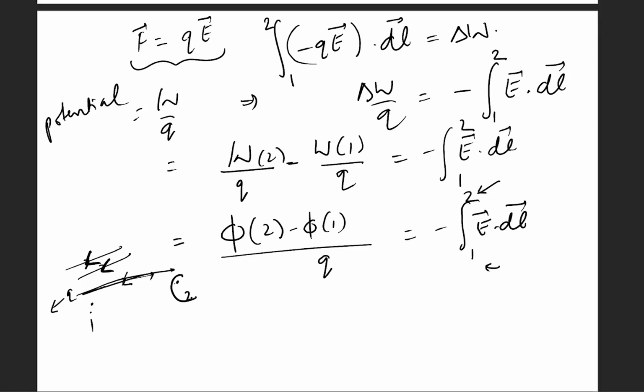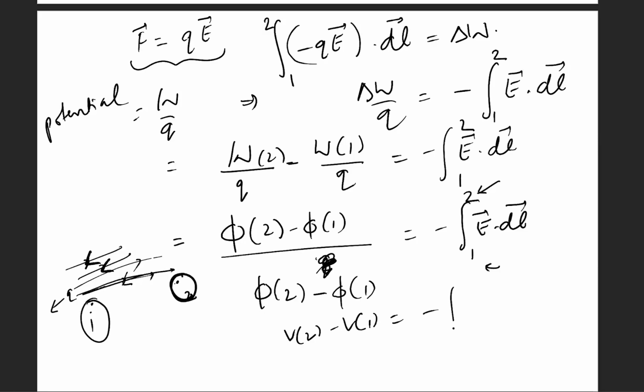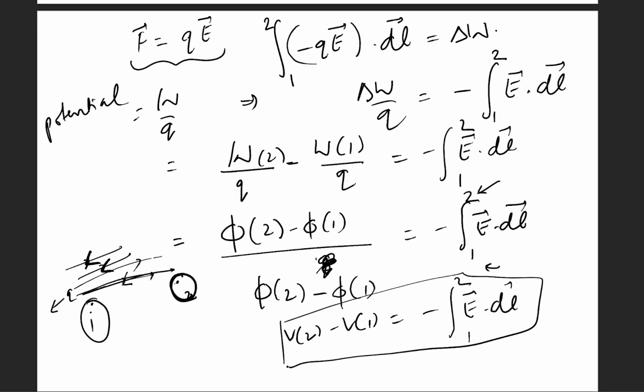So the electrostatic potential energy at 2 will be higher than at 1 in this case, when the field is in this direction, we are moving in this direction, and the charge is positive. Okay, so this is the potential at 2. Since we have defined work done per unit charge as potential, this Q will not come in the denominator. Phi2 minus phi1, or V2 minus V1, is equal to minus the integral of E dot dl from 1 to 2. So this is the relation which we are going to use for the electrostatic potential difference.